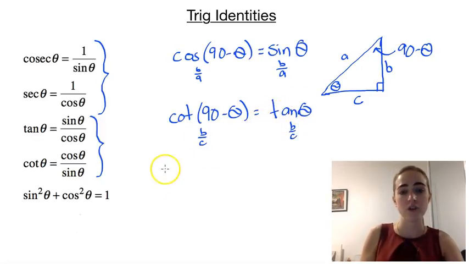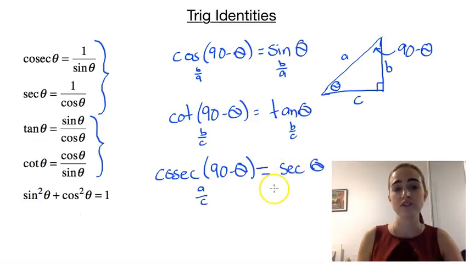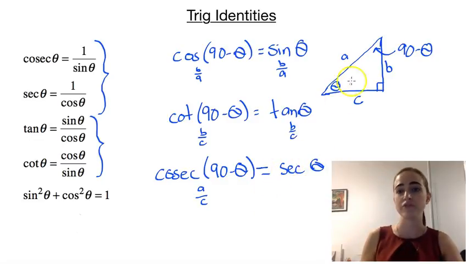And our last one is cosec. So cosec of 90 minus theta is, if we go from here, cosec's the reciprocal of sine. So instead of being opposite over hypotenuse, it's hypotenuse over opposite. So we're going to go from this angle again. Hypotenuse is A, opposite is C. So we're going to have A over C. And that's going to be equal to sec of theta. So sec is the reciprocal of cos. So instead of being adjacent over hypotenuse, we're going hypotenuse over adjacent. So from theta, we're going to have A over C. So those there are our 3 complementary identities.